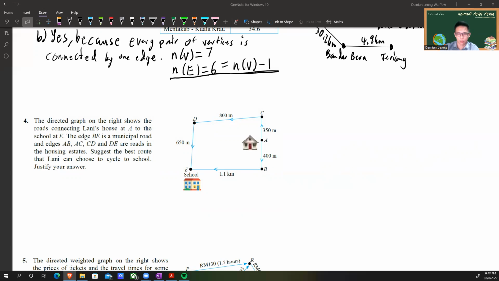So first thing, if you read the question, you realize they specifically say BE is a municipal road. Okay, it's a municipal road. So why do they specifically mention the municipal roads?